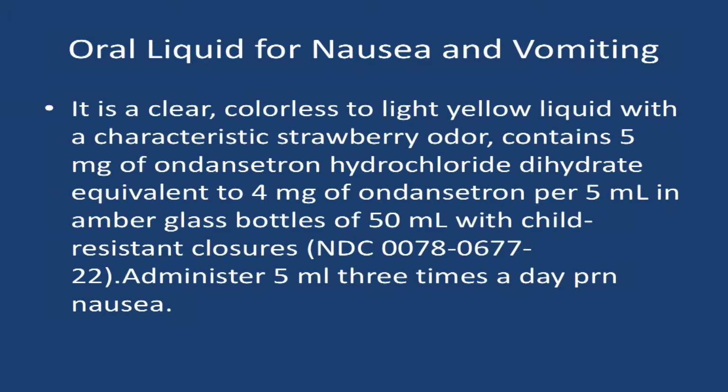Oral liquid for nausea and vomiting. It is a clear, colorless to light yellow liquid with a characteristic strawberry odor. It contains 5 milligrams of ondansetron hydrochloride dihydrate, equivalent to 4 milligrams of ondansetron per 5 milliliters, in amber glass bottles of 50 milliliters with child-resistant closures. Administer 5 milliliters 3 times a day, PRN nausea. So we have the tablets, and now we have the liquid that can control post-op nausea. Easy for patients that we treat of all ages.